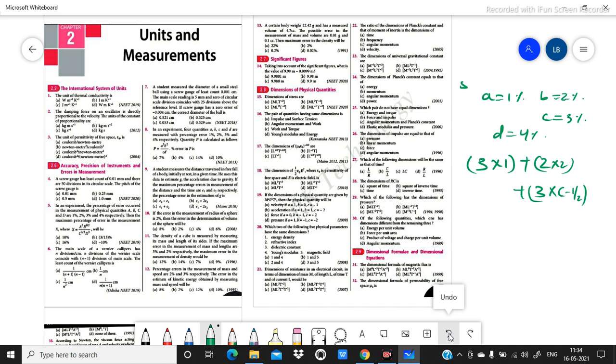Sorry, C is minus 1, not minus half, C is minus 1. Again plus D power is again minus 1, because D comes in the denominator. So D is again minus 1, and the error is given as 4, so 4 into minus 1. So finally I will get the answer as 14%. So it is like 3 into 1, 3, 12, minus 3, minus 4.